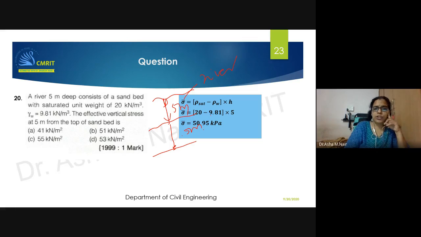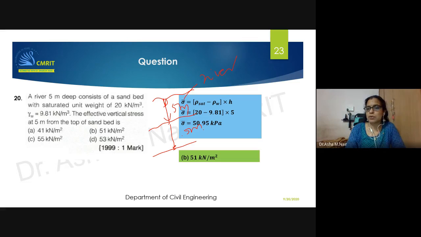Now, in this case they are asking exclusively for the riverbed. Please note, you don't have to find out for the water as well, because for water it is nothing but 10 into 5, that is 50, and you don't have an option which is more than 50, because you cannot add 50 to this. Since they are asking effective vertical stress, it is what exactly? Sigma minus U, gamma sat minus gamma W. So that is what you are having the answer as 51 kilonewton per meter square.